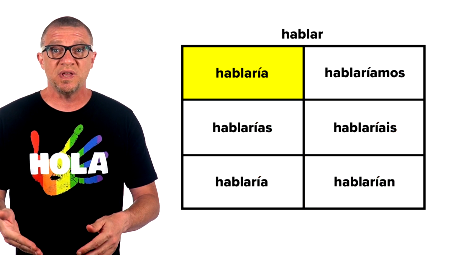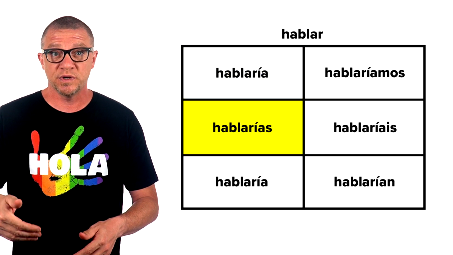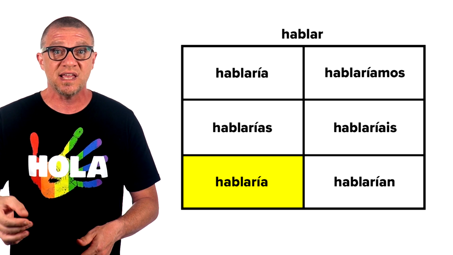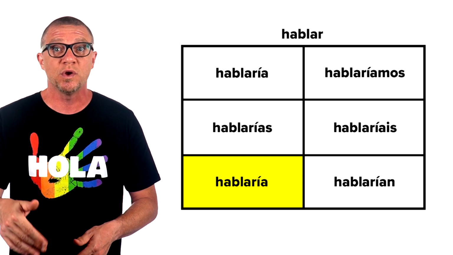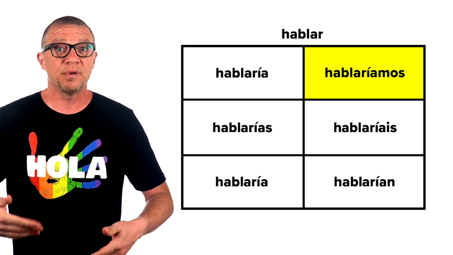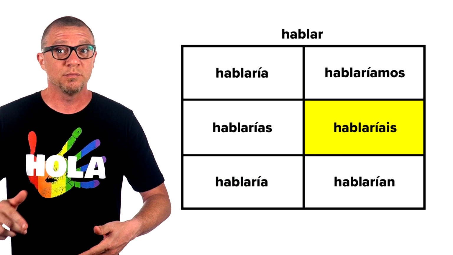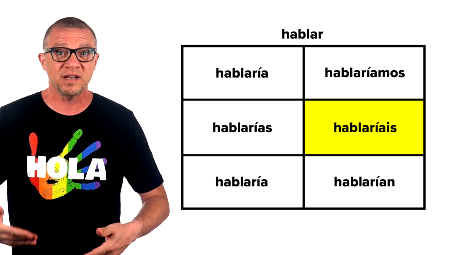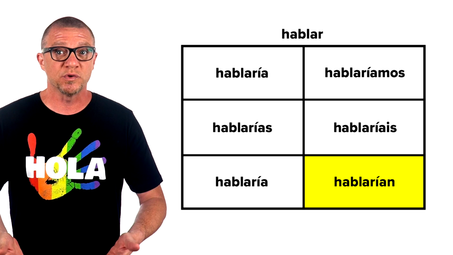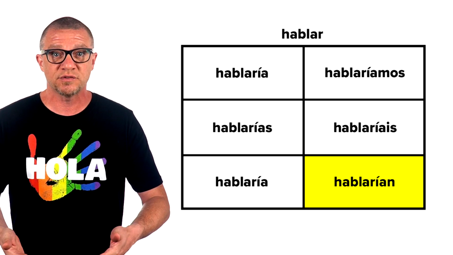So I would speak is hablaría, you would speak is hablarías, he, she, it would speak is hablaría, that's also you would speak in the formal usted form, we would speak is hablaríamos, you would speak, plural, only said in Spain, is hablaríais, and they would speak is hablarían, that's also you would speak, plural, in the formal ustedes form.